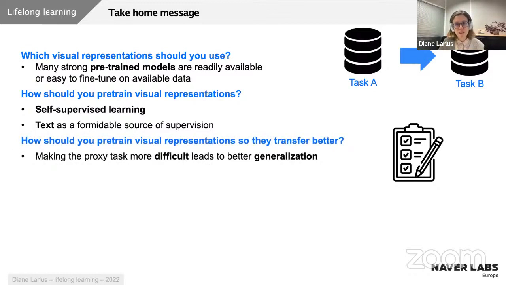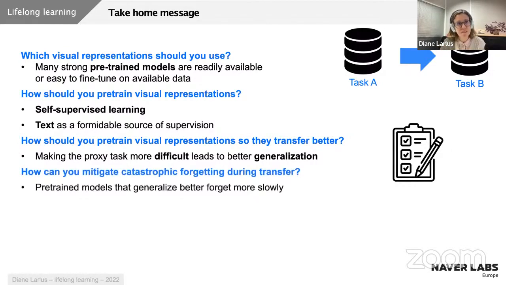As we've seen, it is a good idea to start from a strong visual representation, especially if you're planning to use it for multiple tasks simultaneously or sequentially. So the next question that we're going to consider now is, how should you pre-train visual representations so that they transfer better? Today we've seen multiple pieces of evidence that making the proxy task more difficult actually leads to better generalization. And we've seen how crucial data augmentation is to self-supervised learning, but also to continual learning. So really think about this when you design your pretext task.